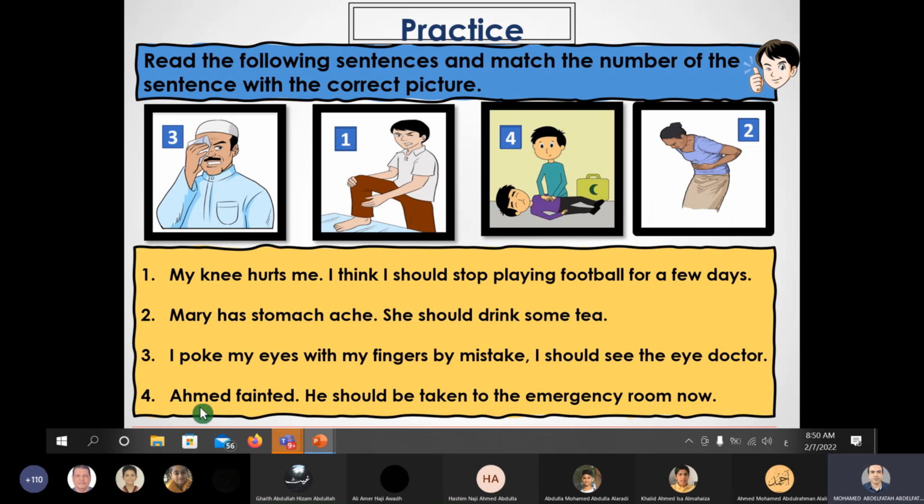With sentence number 4, Ahmed fainted. He should be taken to the emergency room now. And the last picture, which is 4, will go with sentence number 2. Mary has got a stomach ache. She should drink some tea. Bravo, students. I'm proud of you all.